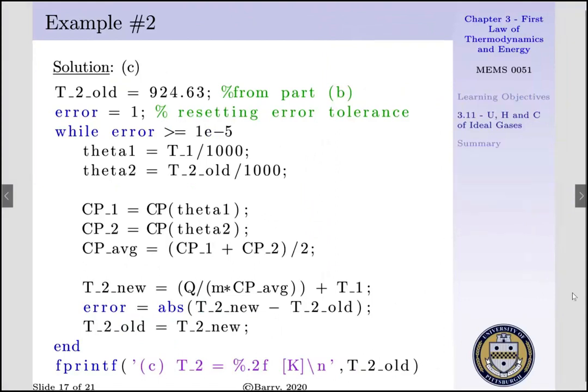Now, we're going to initialize our system. T2 old is going to be equal to 924.63. This was from part B. Once again, we'll have an error tolerance.